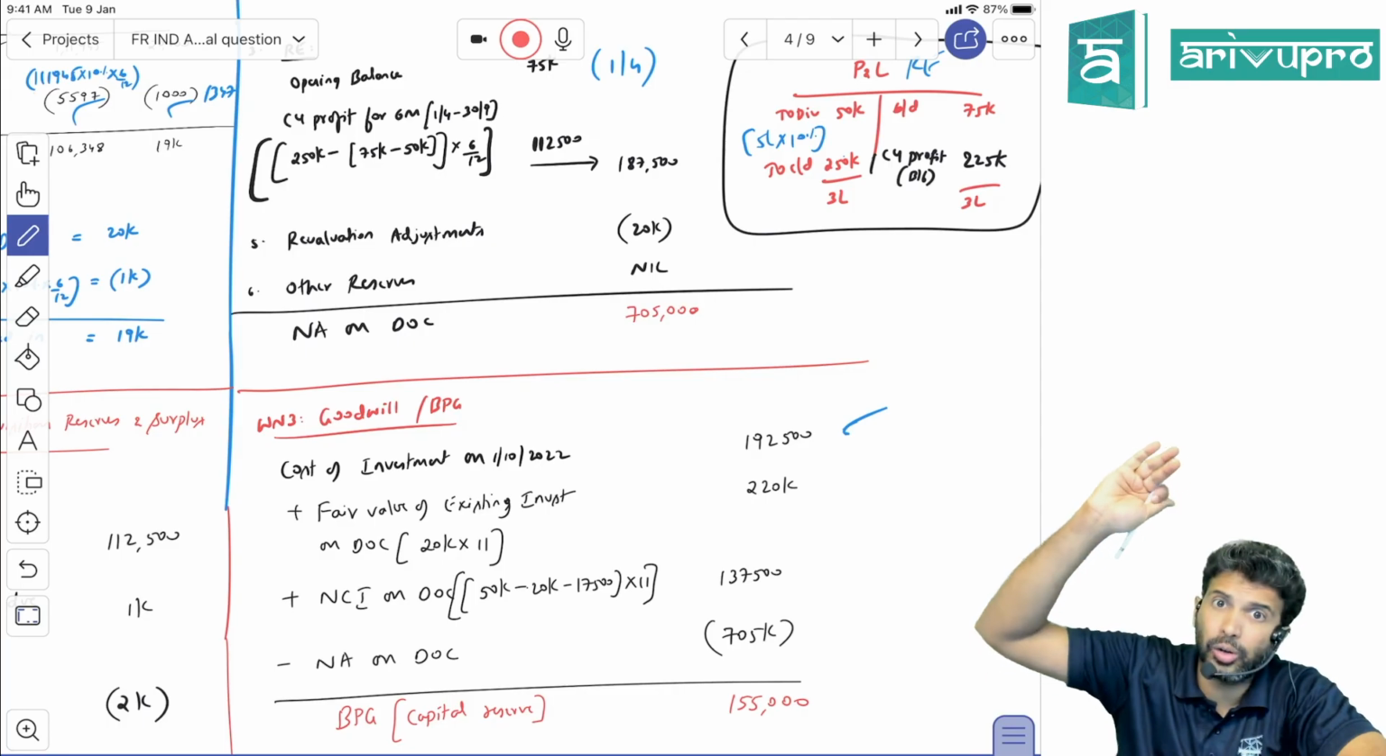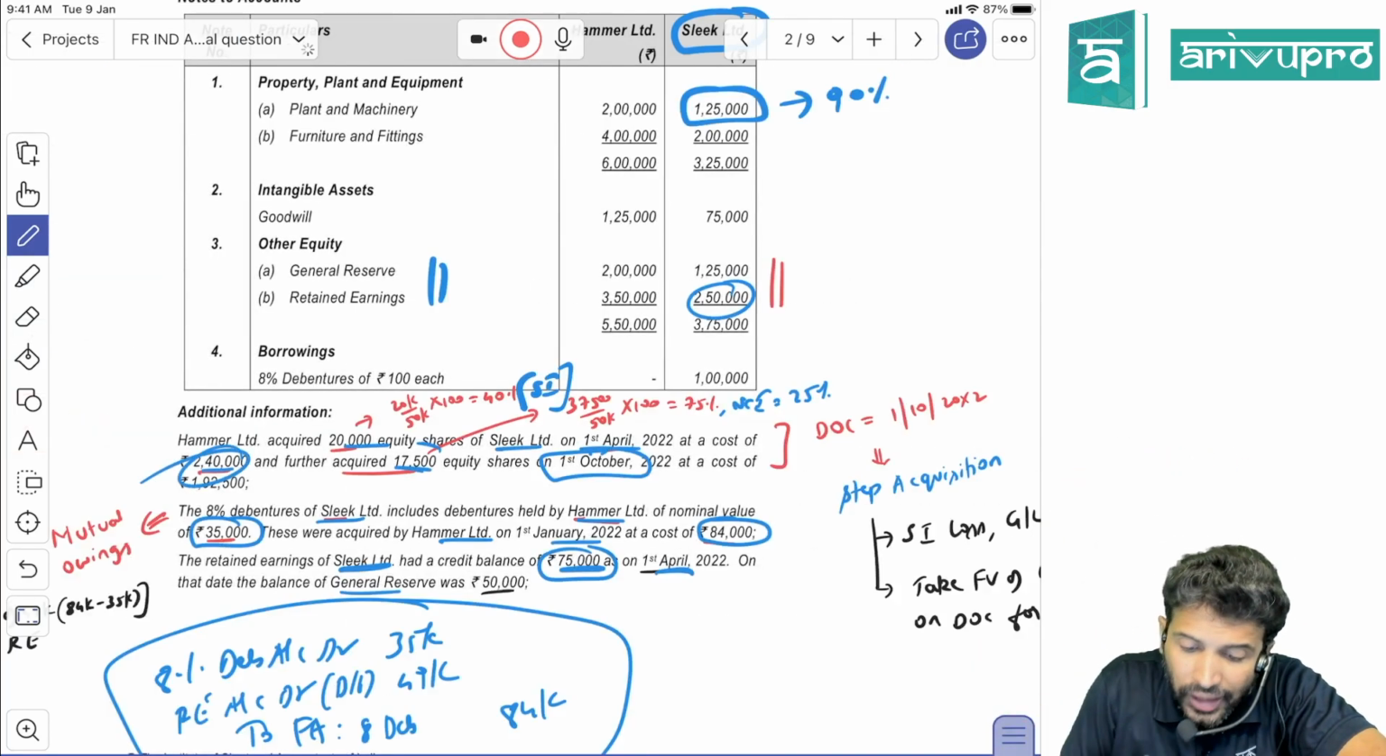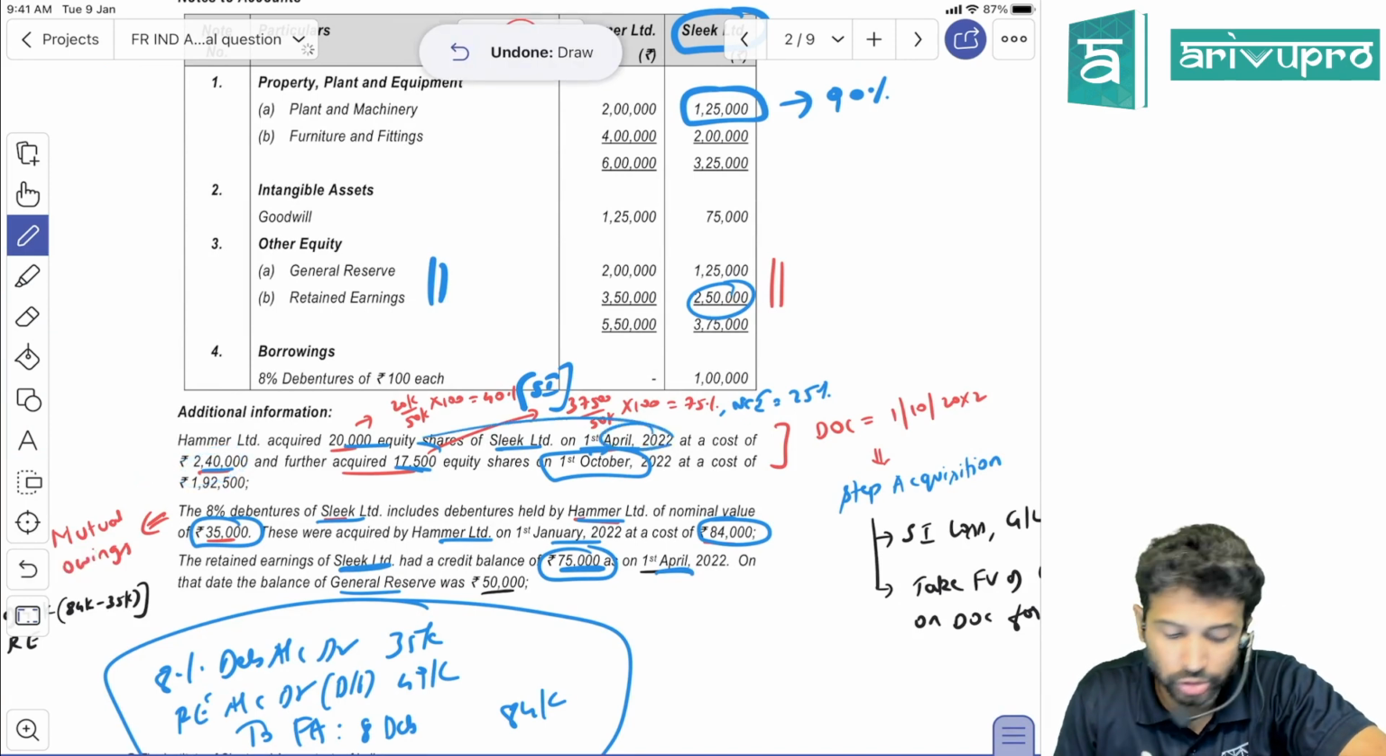Yes. On 1st April only you had purchased some 20,000 shares. That we have to take. For that you had paid 2,40,000. But that value of 2,40,000 was on 1st April.